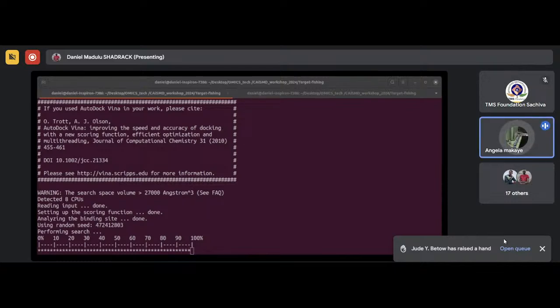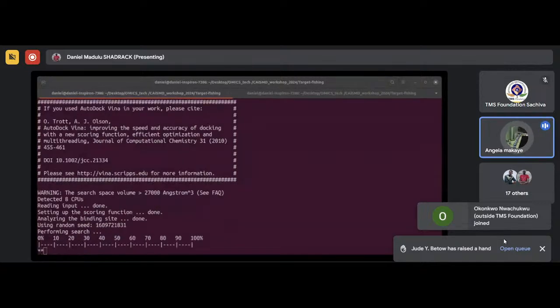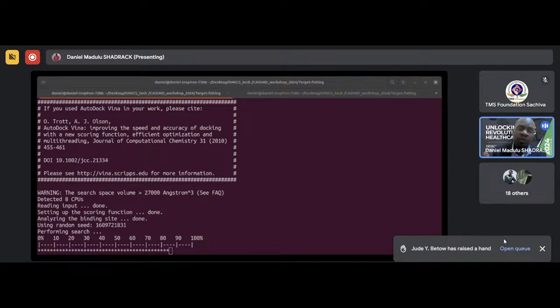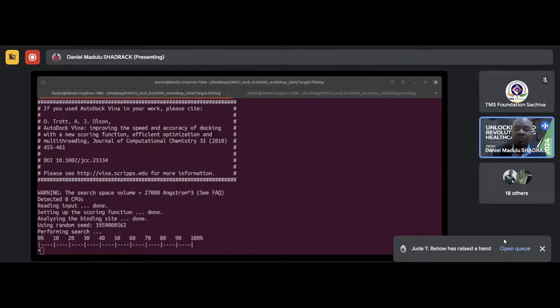So maybe the other thing, Daniel, is there any possibility of editing the script so that it can go vice versa? Instead of having a single ligand, you have multiple ligands, but you run docking against a single protein. Yes, you can do whatever you want. You can write a code. It's a single protein, but then many ligands. Really? Yes. No problem.